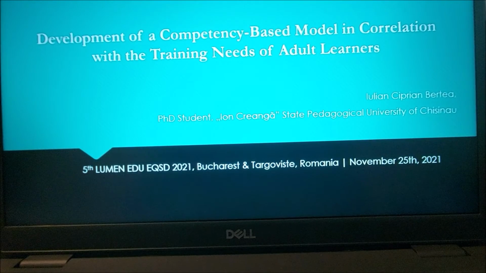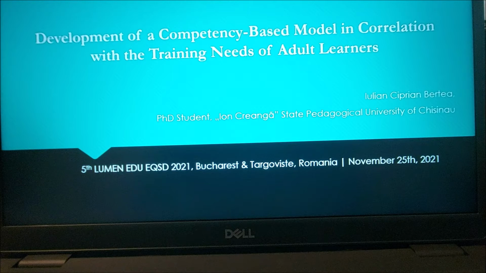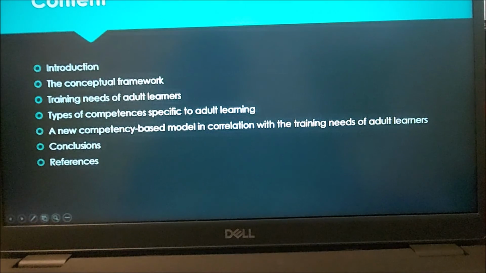The development of a competency-based model in correlation with the training needs of adult learners. In this project, I have a content which contains the next subpoints: introduction, the conceptual framework, training needs of adult learners, types of competences specific to adult learning, a new competency-based model in correlation with the training needs of adult learners, conclusion and references.